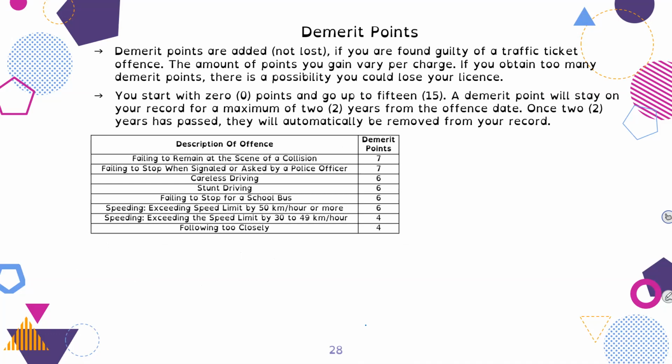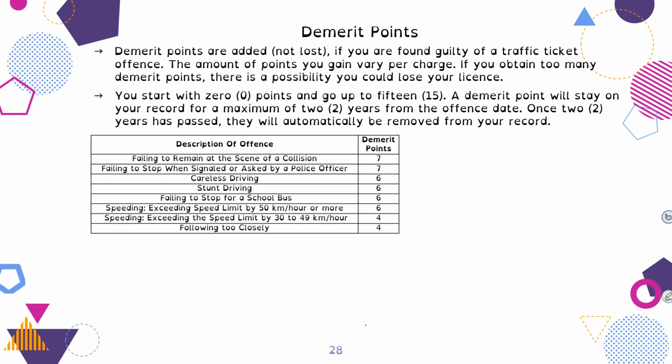Also in this lesson, we look at demerit points. Demerit points are added, not lost. You don't start with any demerit points. You start with 0, then you add them on if you are found guilty of a traffic ticket offense. The amount of points you gain varies depending on your charge. If you obtain too many demerit points, there's a possibility you could lose your license as a whole. Again, you start with 0 points and you can go up to 15.